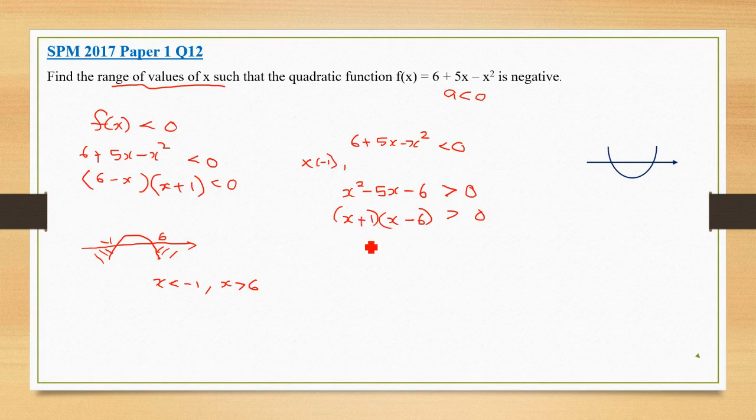A different way is written because just now we were using a less than 0. Here, a is now positive. But don't worry, even if you are using this, you can draw a smiling face because a is positive. And you can draw the line. And the points are still the same, -1 and 6. And you're saying greater than 0, so you will be shading the upper part. So can you see the answer will still be the same? x will be less than -1 or x greater than 6.